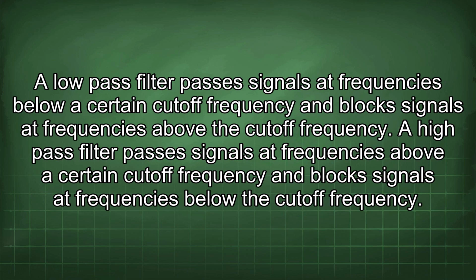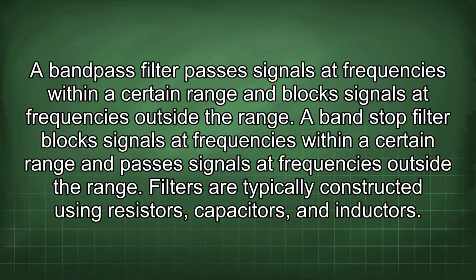A low-pass filter passes signals at frequencies below a certain cutoff frequency and blocks signals at frequencies above the cutoff frequency. A high-pass filter passes signals at frequencies above a certain cutoff frequency and blocks signals at frequencies below the cutoff frequency. A bandpass filter passes signals at frequencies within a certain range and blocks signals at frequencies outside the range. A bandstop filter blocks signals at frequencies within a certain range and passes signals at frequencies outside the range.